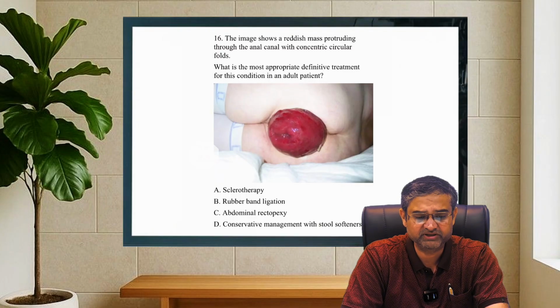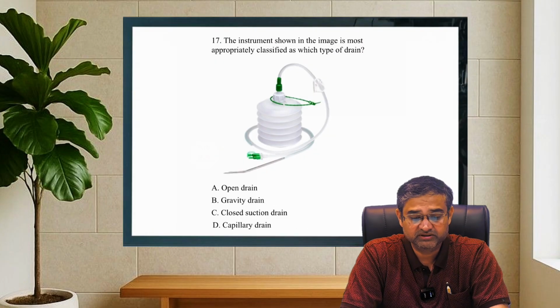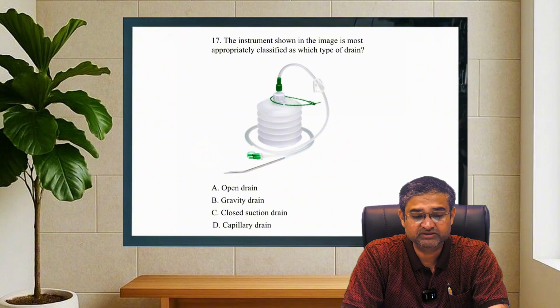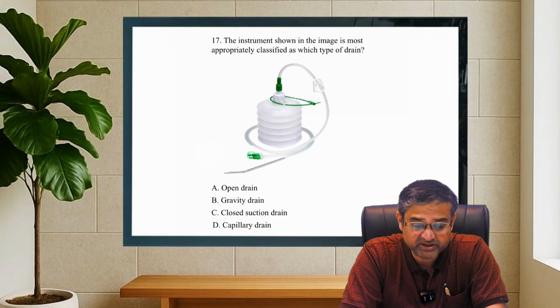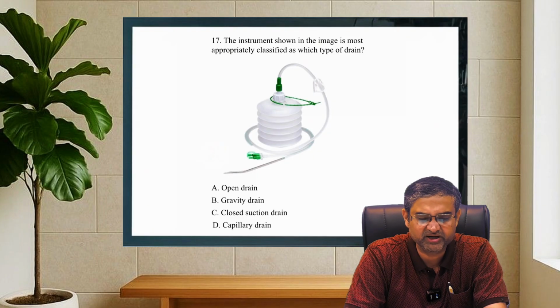We move to the 17th question. There is an instrument shown in this question, and you have to identify this instrument. It is a drain. So which type of drain is it: open drain, gravity drain, closed suction drain, or capillary drain?